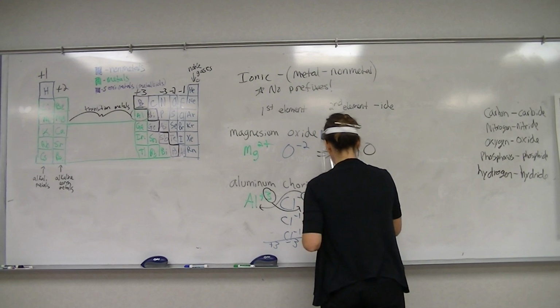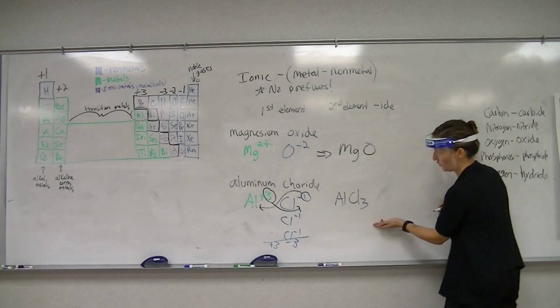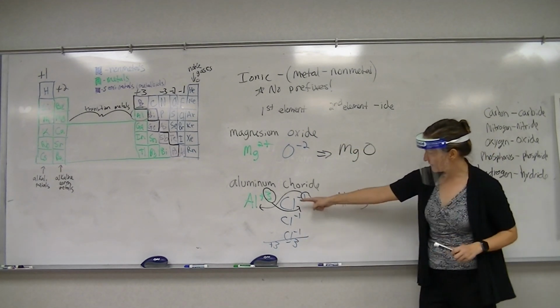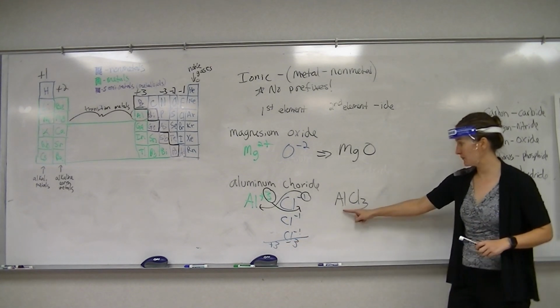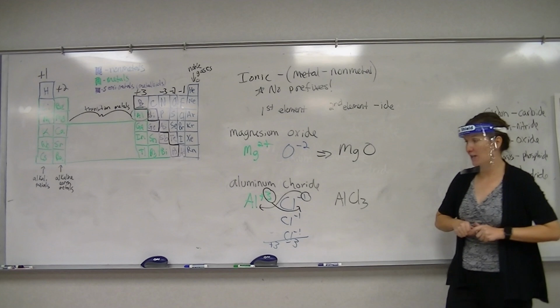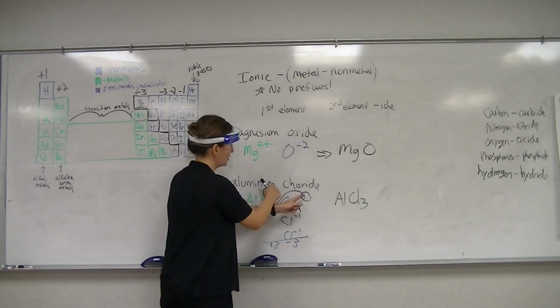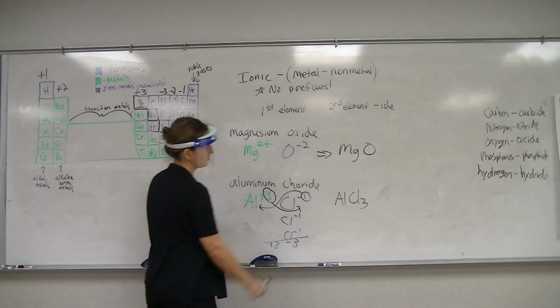So you're crossing that. I'm not bringing the charge, but just the number. So AlCl3, this is the correct chemical formula because I need 3 chlorines to have a total -3 charge to cancel out that +3 on aluminum. And to figure it out that shortcut way, you just swap the charges and make them the subscripts.